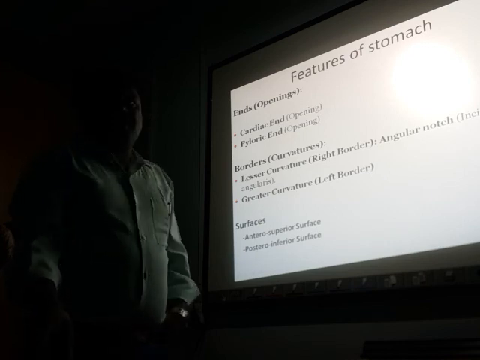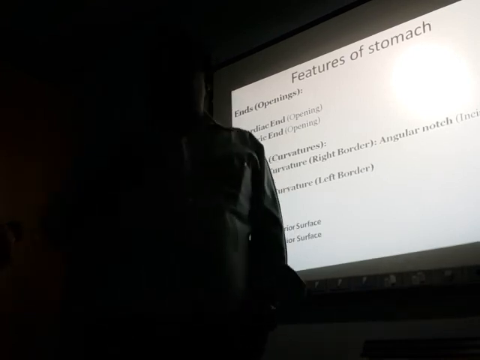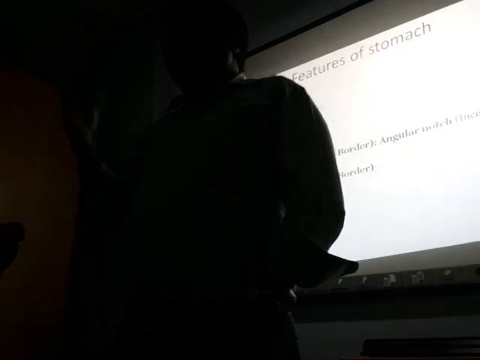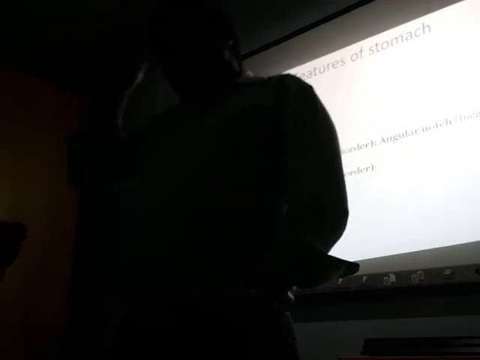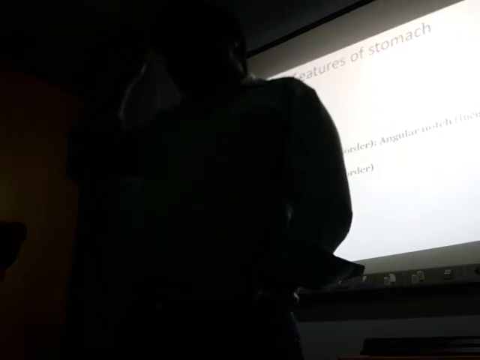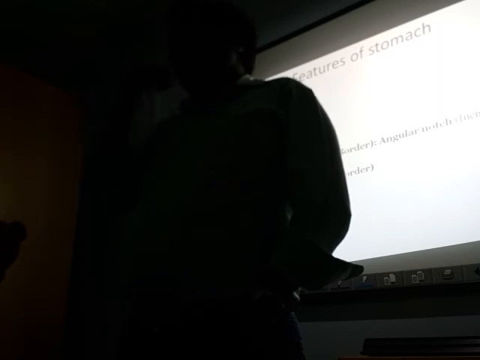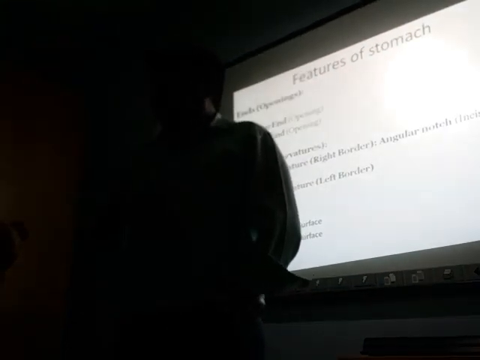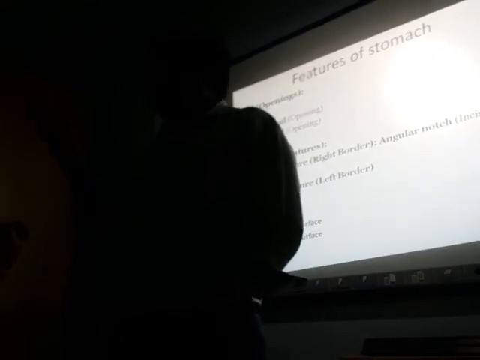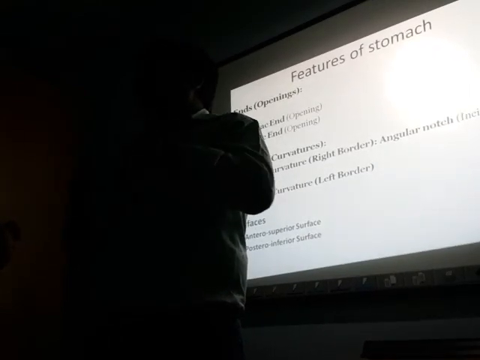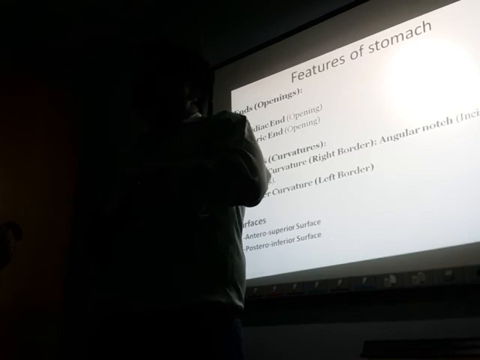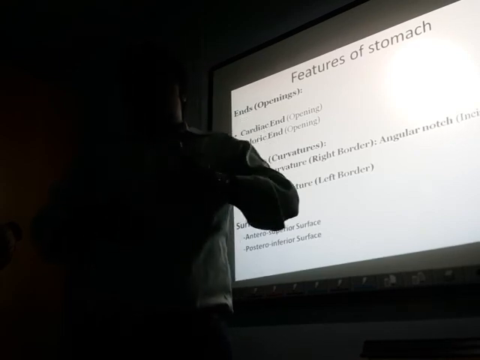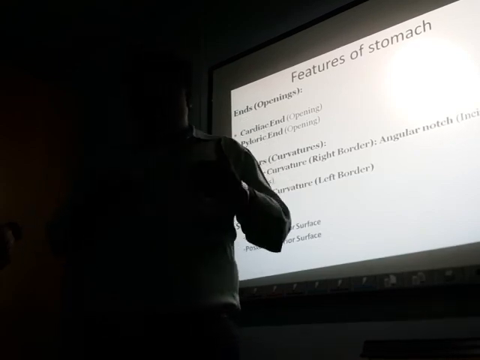So what we were talking about were the borders, or the curvatures: the lesser curvature and then the greater curvature. And now come to the surfaces. I said anterior and posterior surfaces. So the anterior surface, much of it is related to the anterior abdominal wall. You should look into the relations of the anterior surface of the stomach and then the posterior, posterior inferior surface of the stomach.